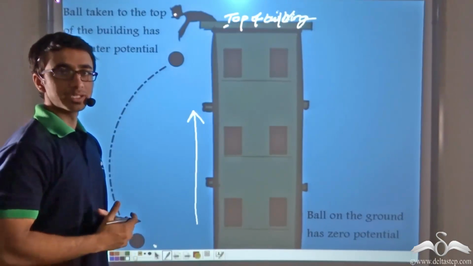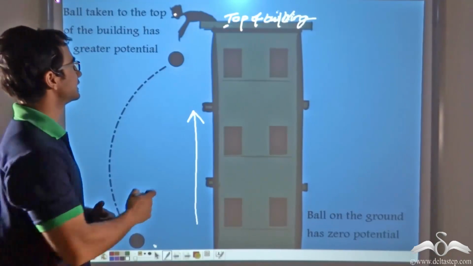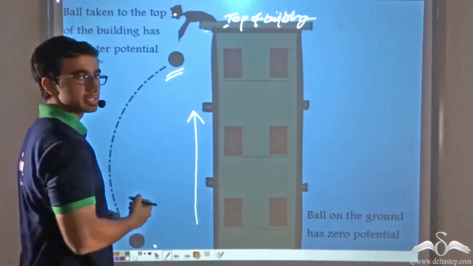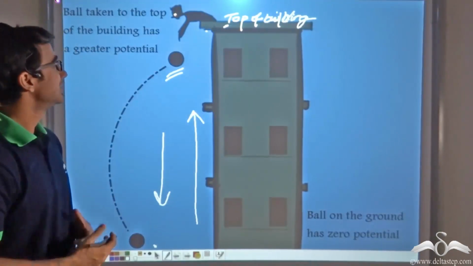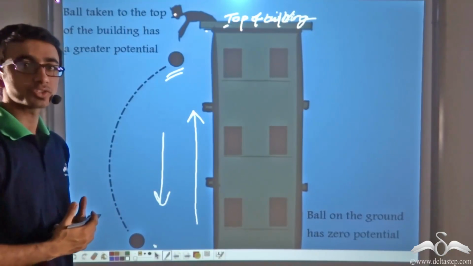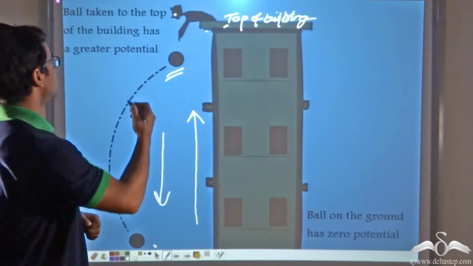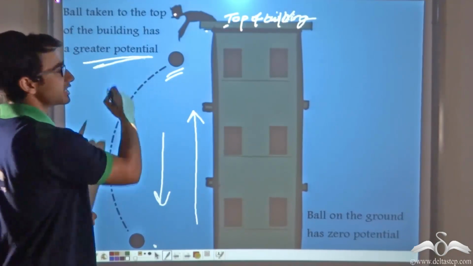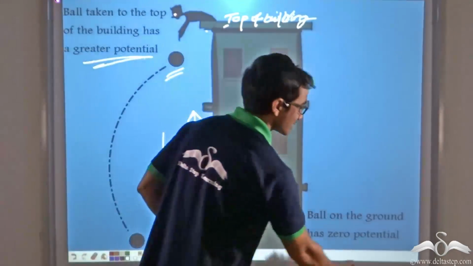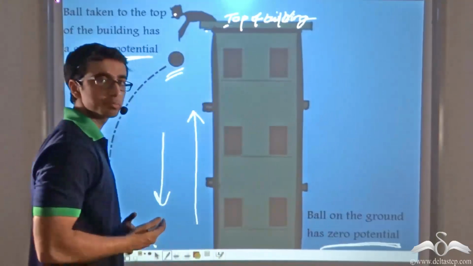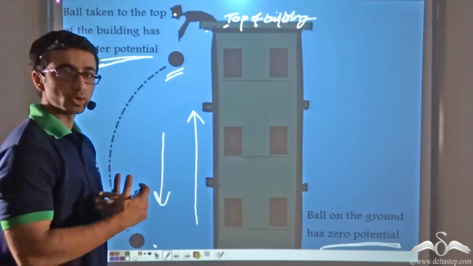Now, when you reach the top of the building, you release the ball. What will you find? You will find that this ball is moving from the top of the building and falling down back to the ground. So what does this mean? This means that even the ball is moving from a higher potential to a lower potential. As you can see in this case, the top of the building has a greater gravitational potential, and the bottom, that is the bottom of the building or the ground, has low or zero gravitational potential. So this is why when you throw the ball off the top of the building, it falls down.